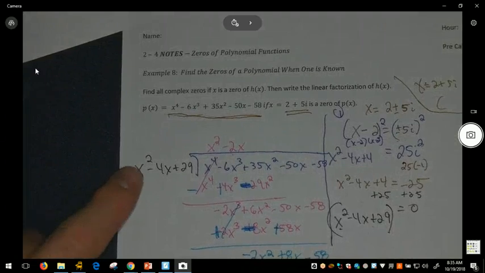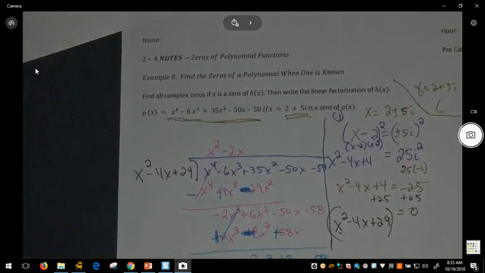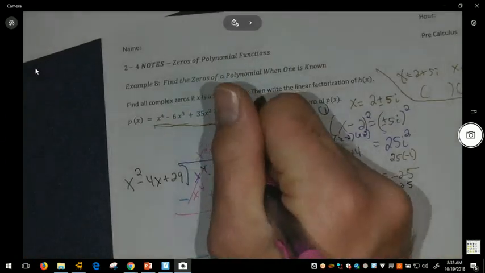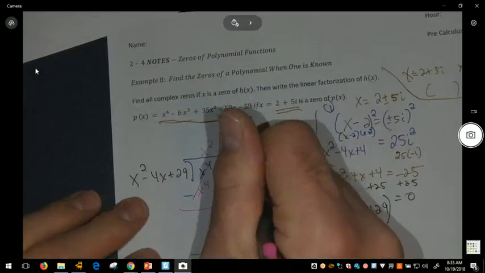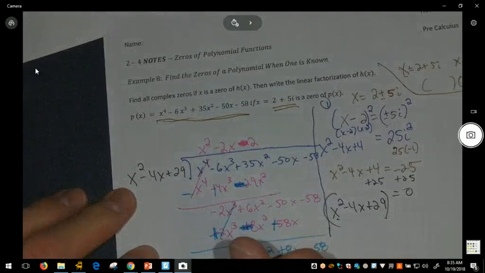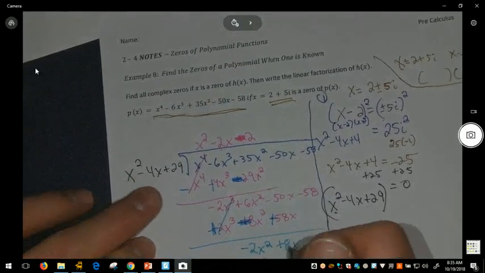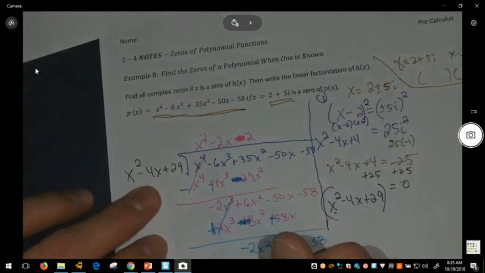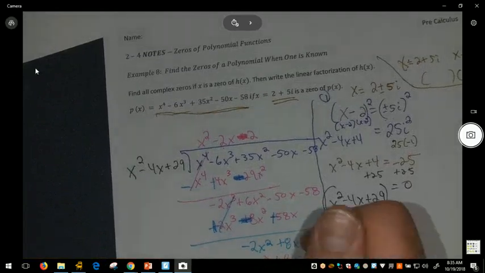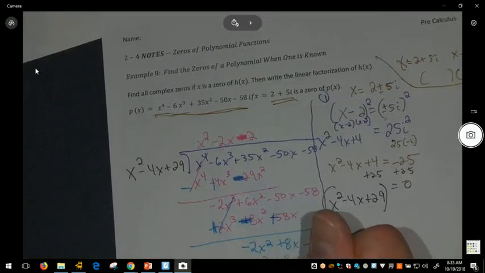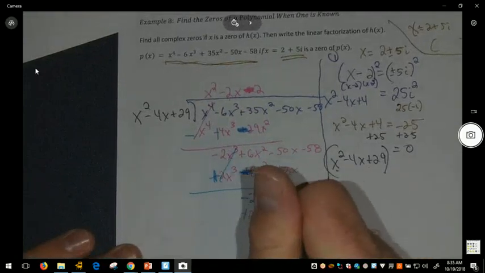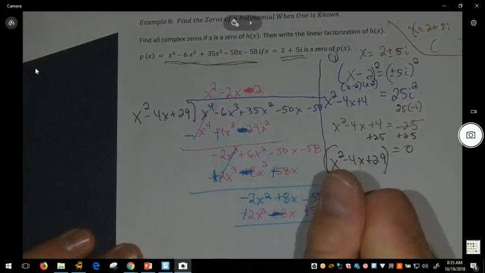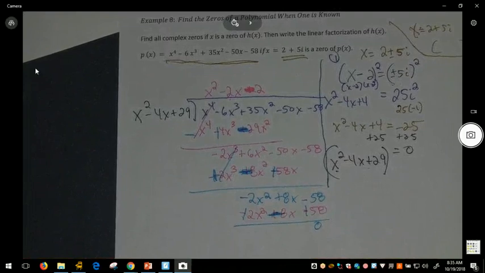Well, all I have to do is multiply these by 2 to get this, so I'm going to do plus 2, or sorry, not plus 2, minus 2, which gives me negative 2x squared, plus 8x minus 58. And when I change the sign now, they're all opposites, I get my remainder of 0.